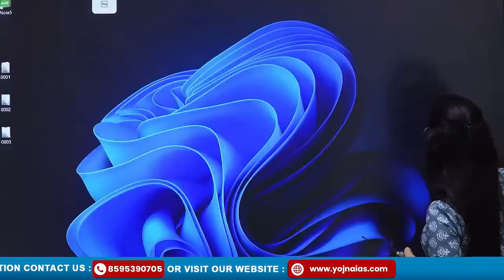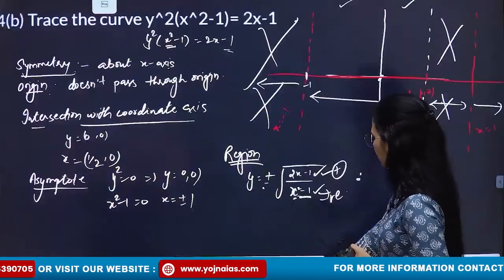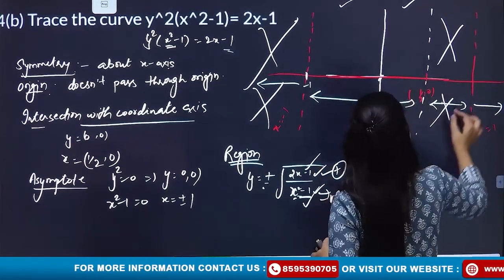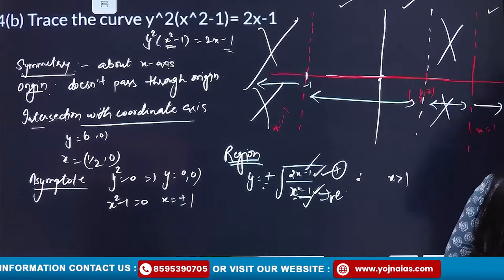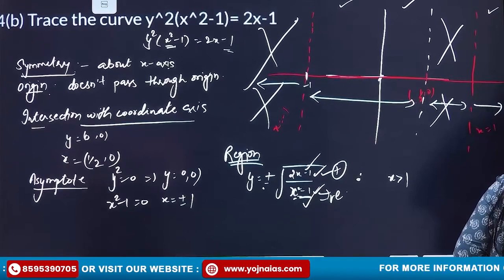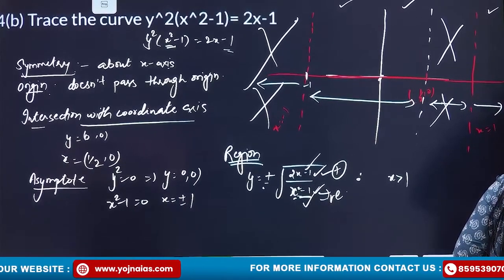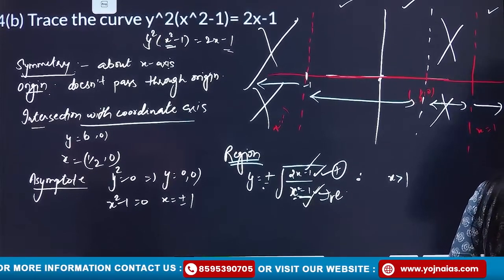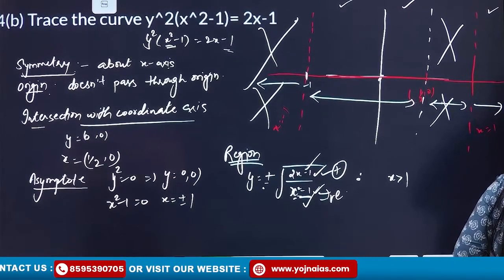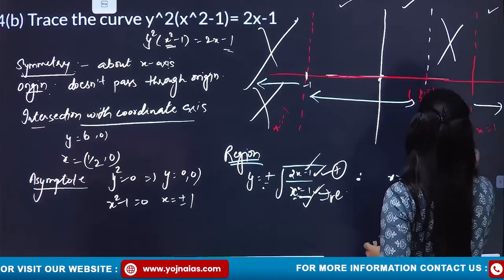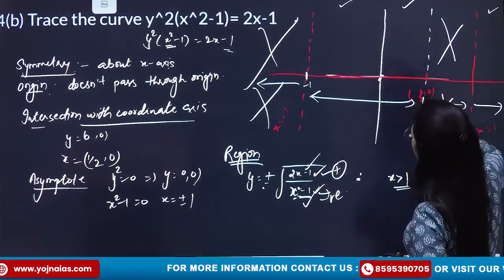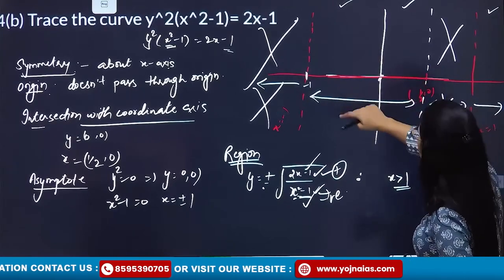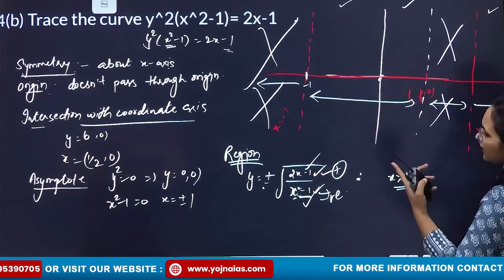After this, x greater than 1, x is 1, then this is positive, this is also positive, so the curve exists. So for x greater than 1 is the region of existence. Now we will assume all the values. They are saying the curve passes through here, and x is equal to minus 1 and x is equal to 1 are the points of asymptotes.